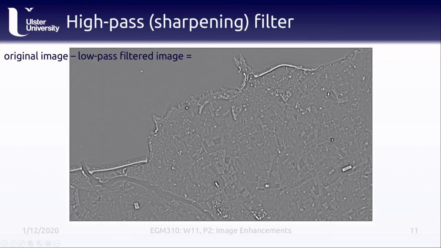To remove the low frequency variation in an image, essentially the color of the image, and just look at the high frequency variations, we can use what is called a high pass or sharpening filter. The way that we calculate this is by subtracting the low pass filtered or blurred image from the original image, which leaves only the high frequency variation. This has the effect of bringing out the sharper edges of the scene.